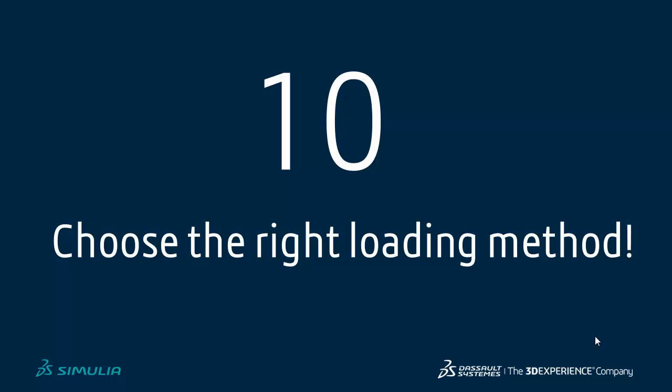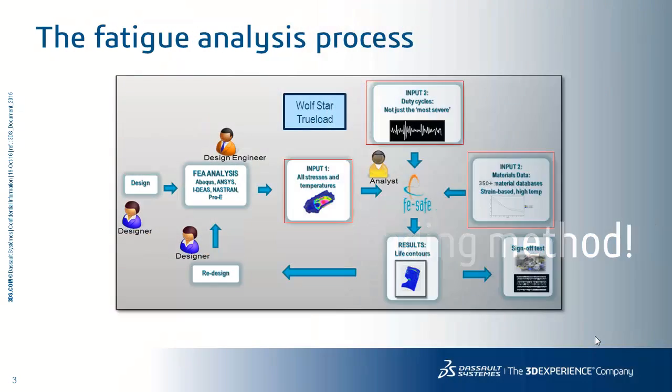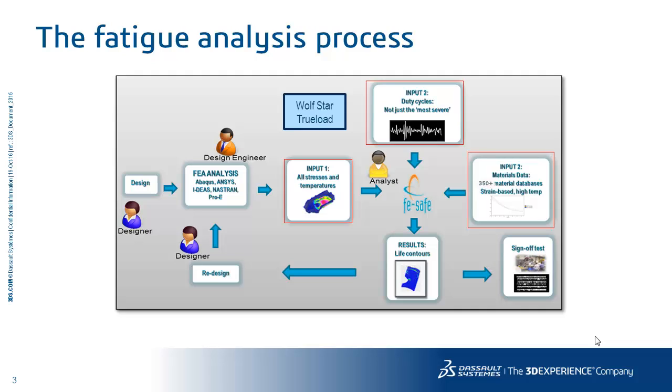We'll start with tip number 10, which is choosing the right loading method. So if we look at the process that we've talked about for FE-Safe and how it's used in a typical design process, we have three basic inputs. That's the stresses, the materials, and the loading cycle. And we're going to concentrate on the loading cycle for these next few tips.